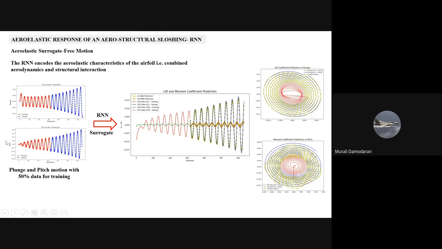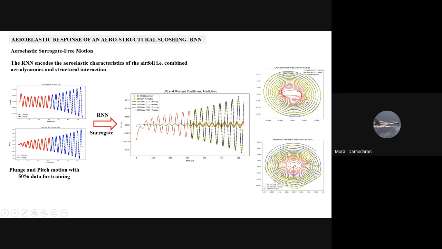So this one here, we generate the data from the CFD, and this is the pitch, this is the plunge. The red color is the training data, and the blue is 50. So we take 50% for training, and this is the prediction. Okay, so here you can see the CL and CM prediction by the neural network, RNN, and the red line and the blue line, these are the CFD training and testing, and this is training and testing for the CM. Okay, so you can see the behavior.